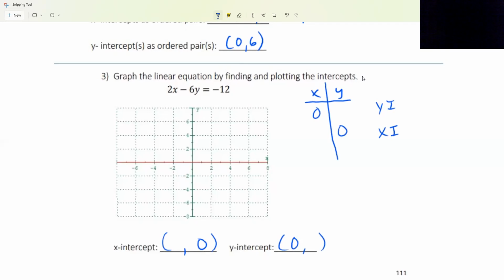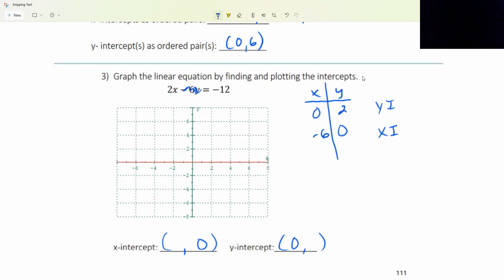So what I'm going to do is plug 0 in for x. Now remember, when I plug 0 in, that's going to be 2 times 0, which basically goes away. Now divide both sides by -6 to get y by itself. You're going to end up with y equal to 2. Then you turn around and do the same thing. You plug 0 in for y, and it basically goes away because -6 times 0 is 0. Divide both sides by 2, and you're going to end up with -6.